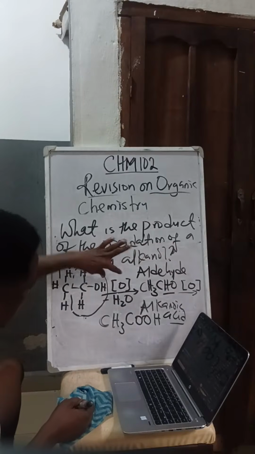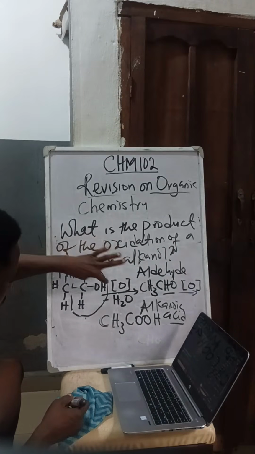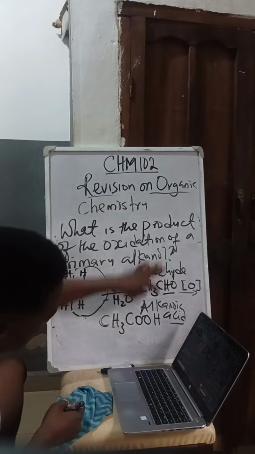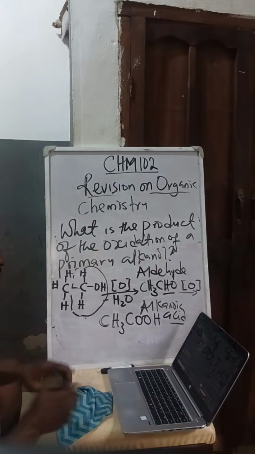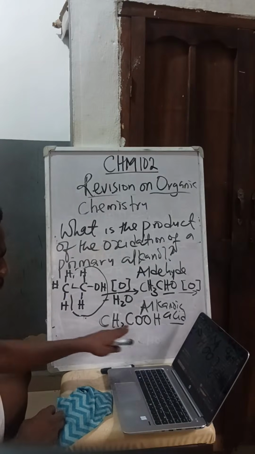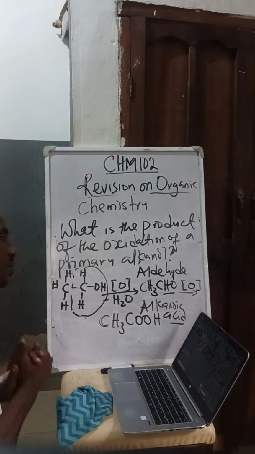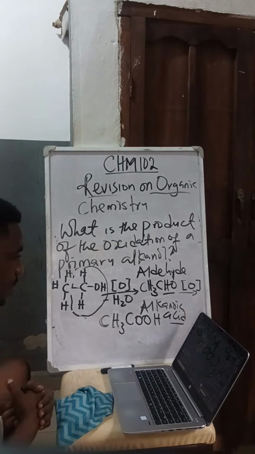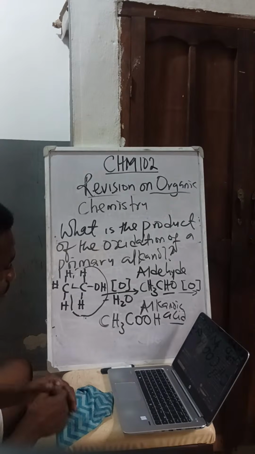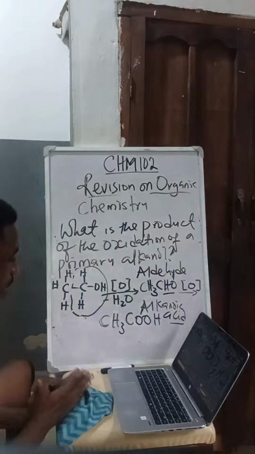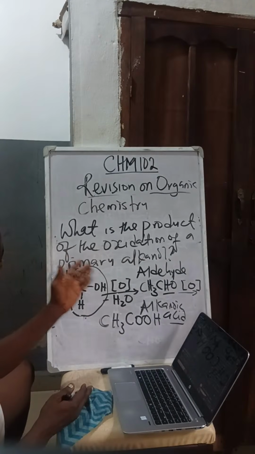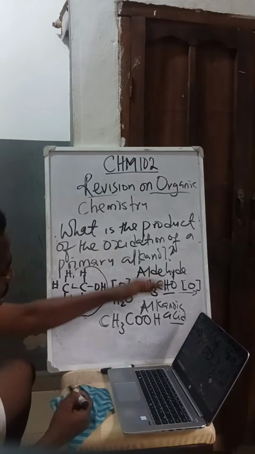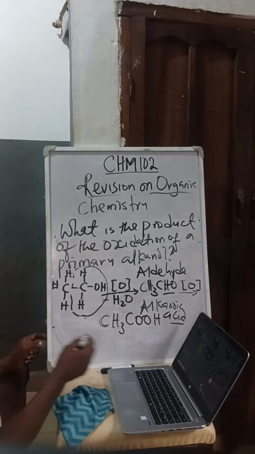Aldehyde was formed by the removal of two hydrogens. But here, alkanoic acid was formed by addition of oxygen only. You add oxygen, boom, it will form COOH. And the oxygen will be attached to the hydrogen that is alone. All right? So that is how we form the products. So the products are aldehydes and alkanoic acid.